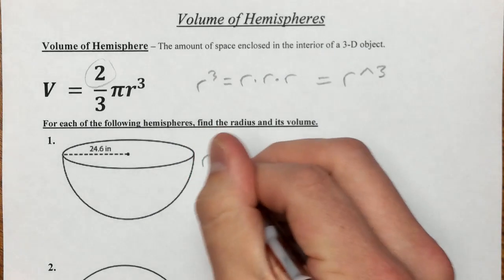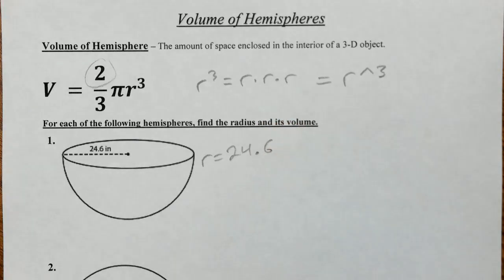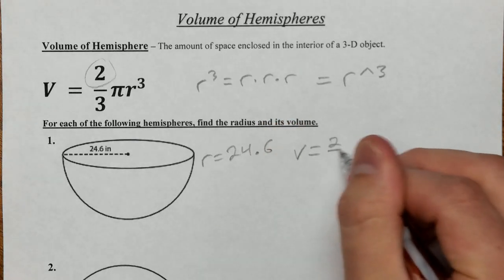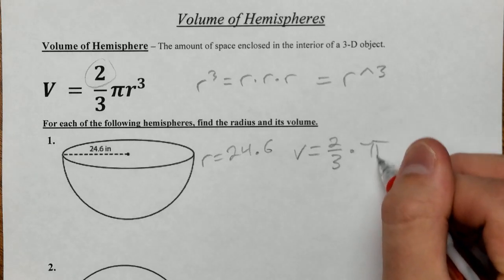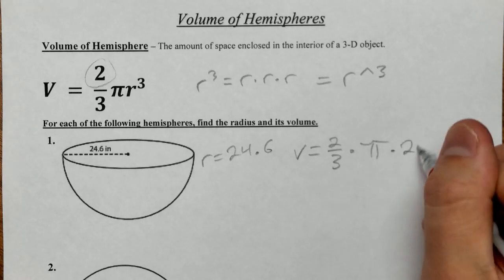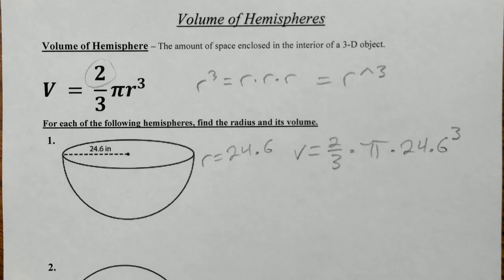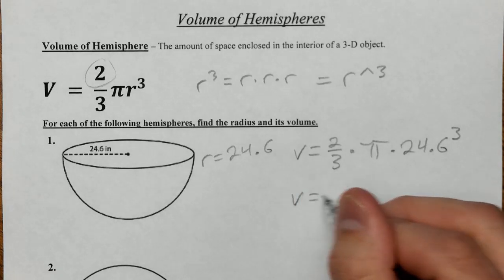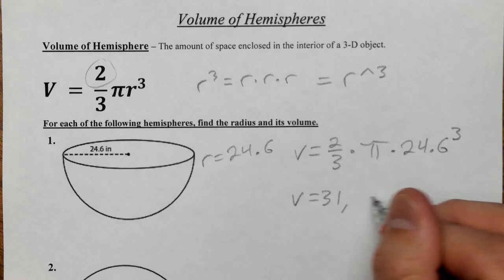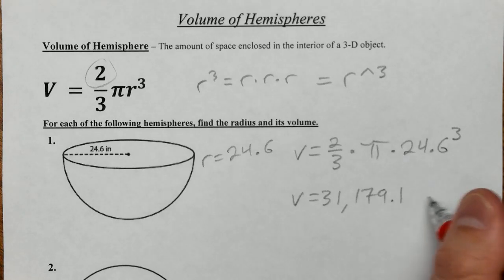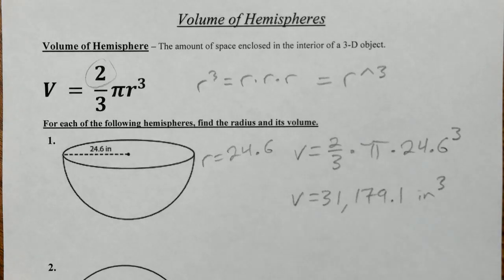So if I take a look at my first question, I have 24.6 as my radius, so I can easily plug that in. So I'm going to do volume, which is 2 over 3, times pi, times radius, which is 24.6, cubed. Okay, straight up plug and chug all of this into my calculator, and I'm going to get 31,179.1 inches cubed.